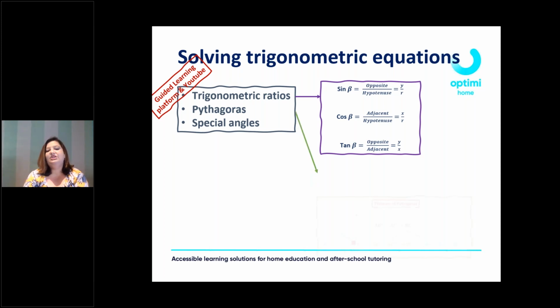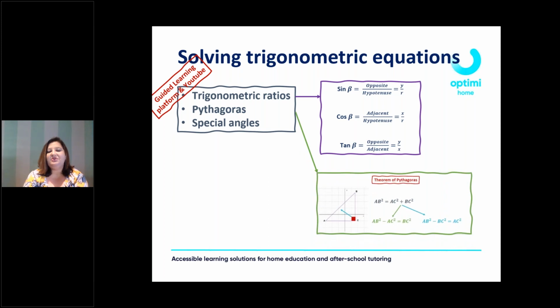The second thing that we need to look at is our theorem of Pythagoras. This was dealt with in the notes that are available. We said that the hypotenuse side squared is equal to the two other smaller sides squared added together, and that you can manipulate this equation to find the side that you are looking for.